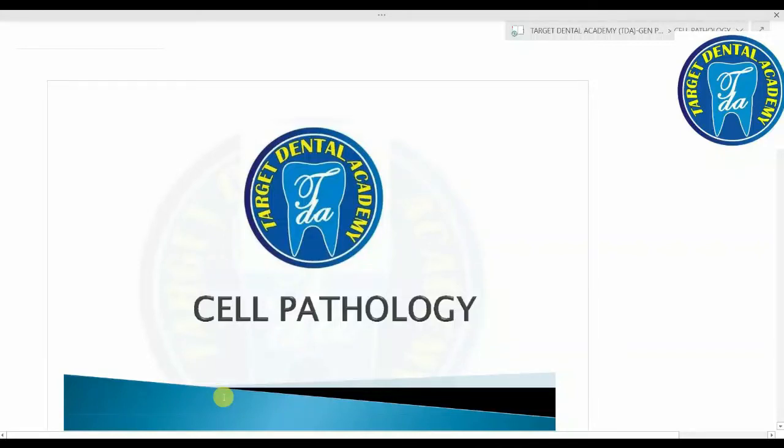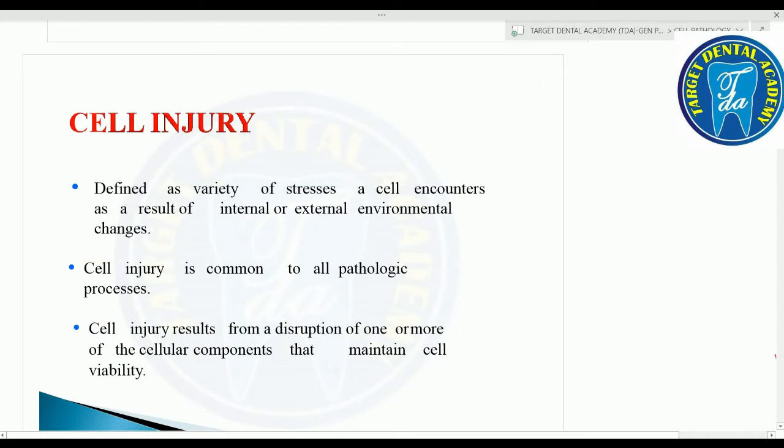Hi guys, good morning. So today we are going to start our new subject, that is the general pathology. In general pathology, first we are going to cover our first unit, that is the cell pathology or the cellular pathology. So starting with the cell injury.